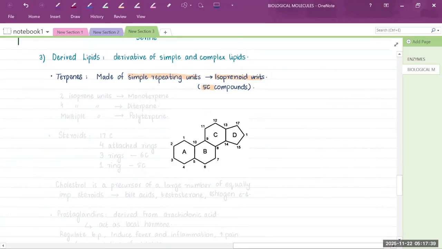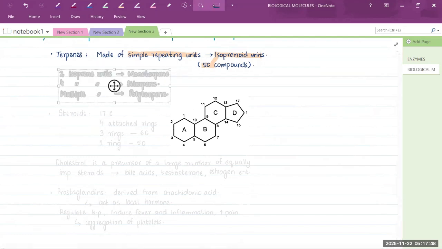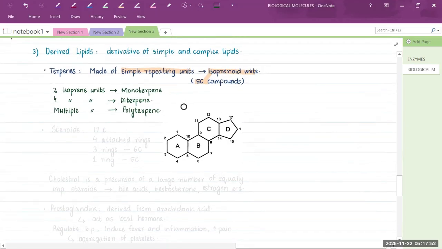So if we have 2 isoprene units, we'll have a monoterpene. Like for example, we saw in peptide linkages, if we have 2 amino acids, then we'll have a dipeptide, and then with 4 amino acids, we'll have a tetrapeptide, etc.